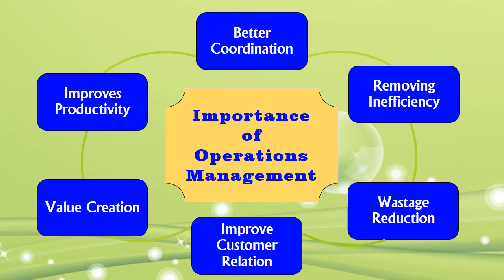Second is removing inefficiency. We know that the main reason for business failures is the inefficiency in its operations. So a successful operations management system helps the business organization to identify the inefficiency in its operations, which can be eliminated.